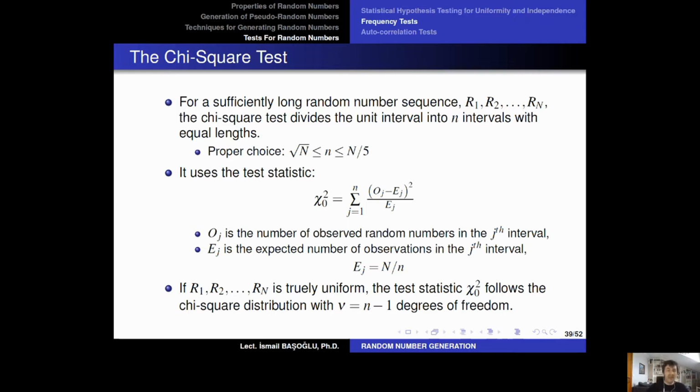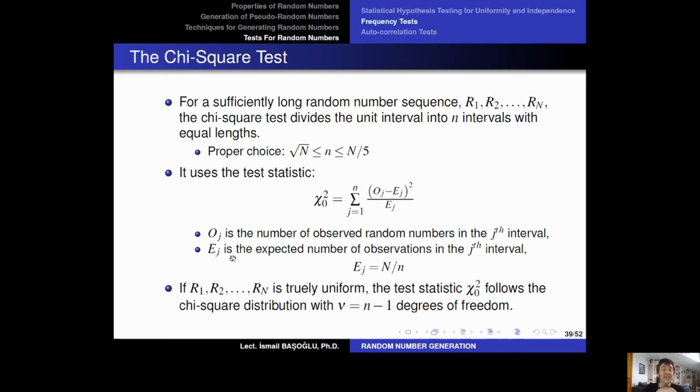Okay? Then you use the test statistic. So this is the test statistic. Basically, in order to understand this test statistic, we need to define these two concepts, observed frequencies and expected frequencies. The observed frequency is the number of random numbers that fall in each subinterval that you have created. So you have created n subintervals within the unit interval, and O_j is the observed frequency of random numbers in each subinterval. Of course, the sum of O_j values should be equal to capital N.